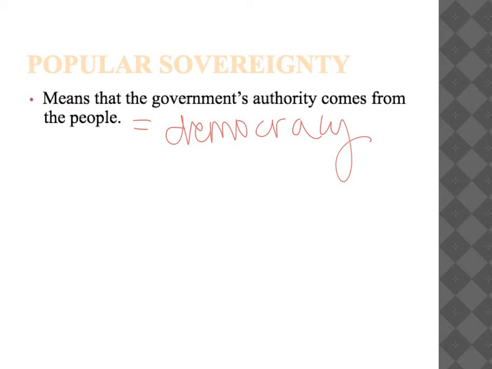An example of popular sovereignty in the Constitution can be found in the preamble of the Constitution, where it states, "We, the people of the United States, do ordain and establish this Constitution for the United States of America." That was the preamble, or part of it.